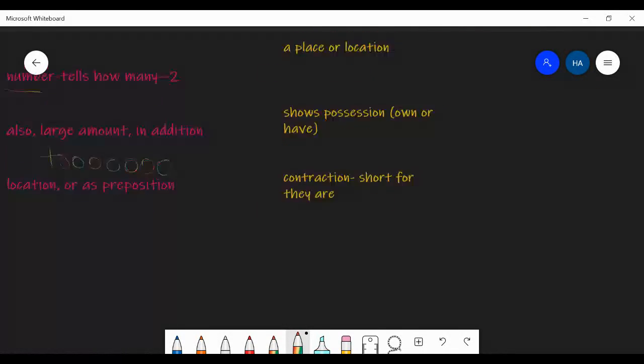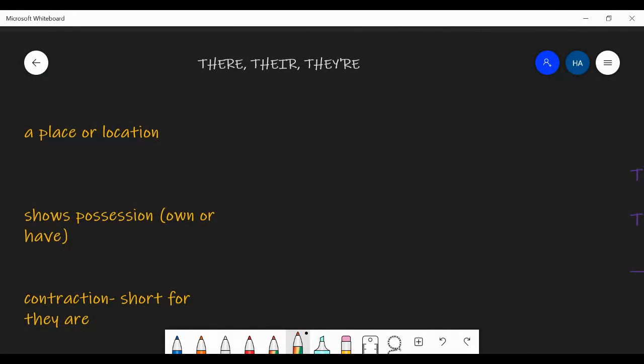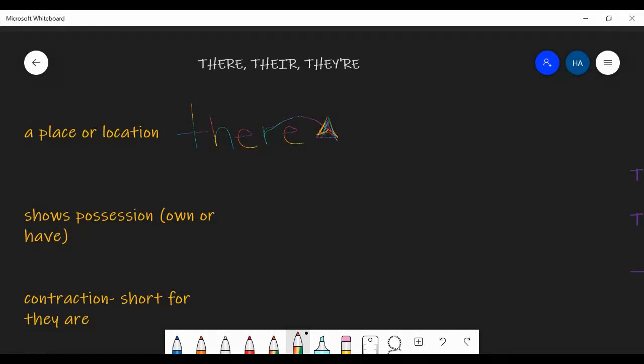The other commonly confused ones that we're going to talk about real quick are there, their, and they're. You know that I enjoy art and I like to draw, so that's how I also learn, in pictures and stuff like this. The first there is a place or location. And I write it like so, but I make the T into a little arrow. And that arrow reminds me that it's a place.